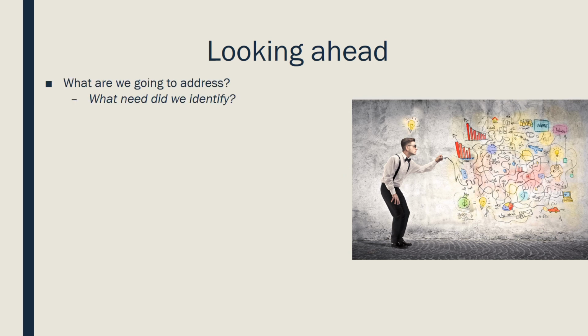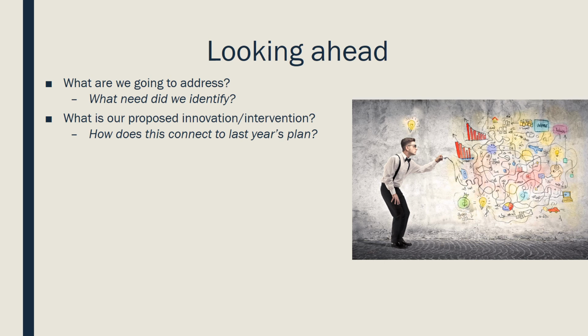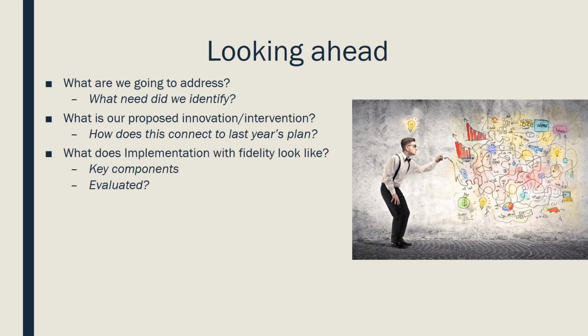Looking ahead, you have the task of writing your next school trust lands plan. As you prepare to write up your next plan, take the time to clearly name your baby and define the components that will enable your success. Some things to consider. What are we going to address? What need did we identify? What is our proposed innovation or intervention to address that need? How does this connect to last year's plan? Or does it connect to last year's plan? Is this year going to be year one?